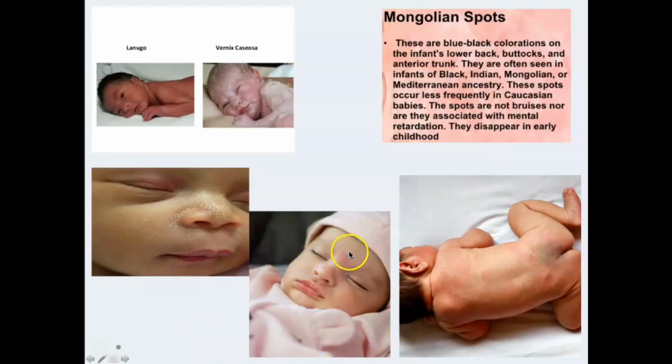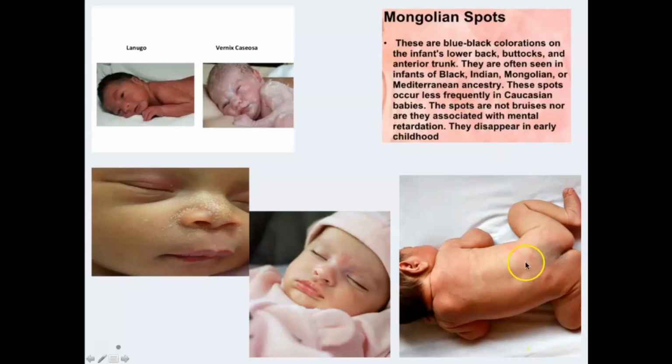This is like a stork bite, and it probably has a little bit here on the eyelid. And then this is one of the Mongolian spots that you would assess for, as well as this baby looks like it probably has a newborn rash as well. These are all normal findings. There's nothing that you have to do for these other than when you're doing your documentation, you would want to include this as part of your assessment.